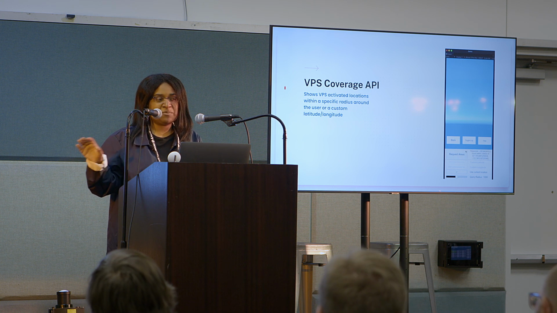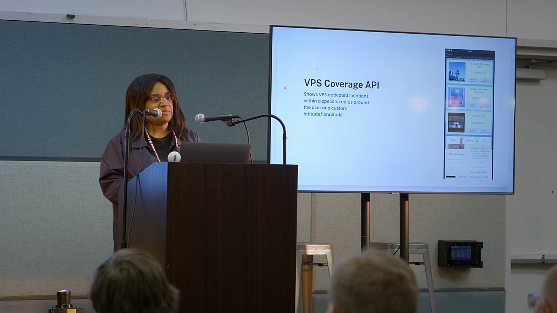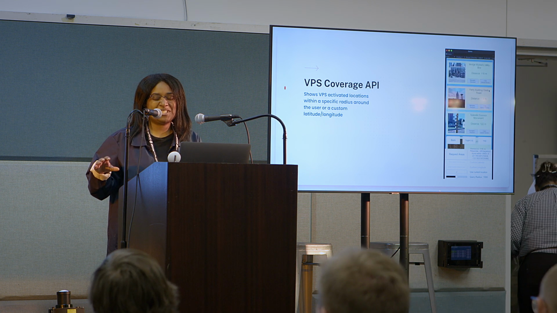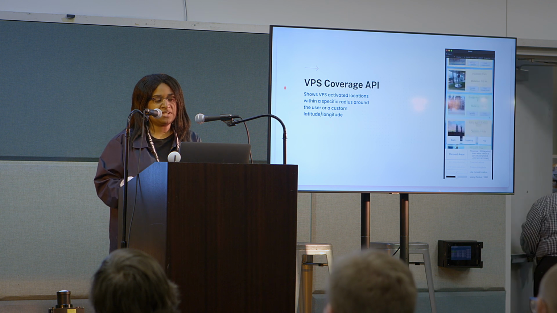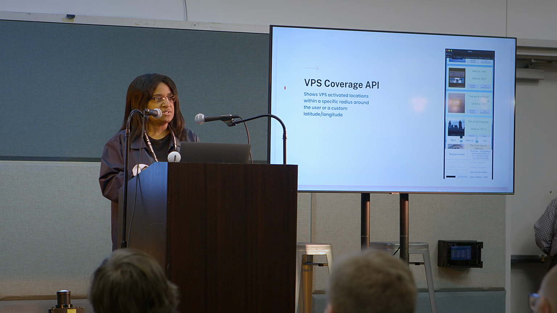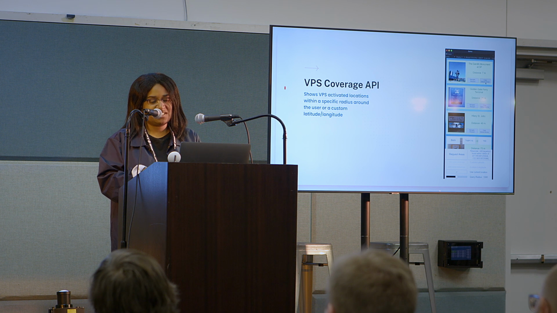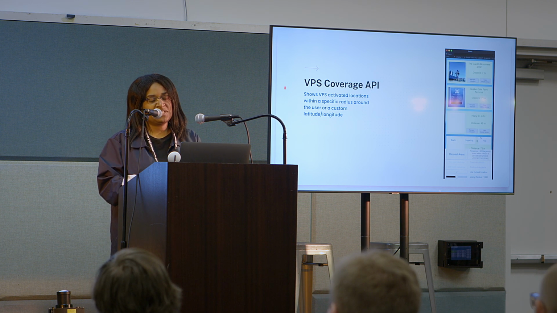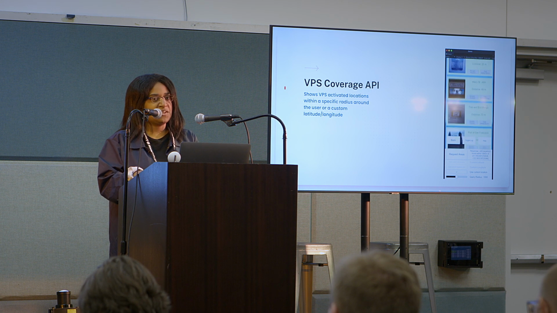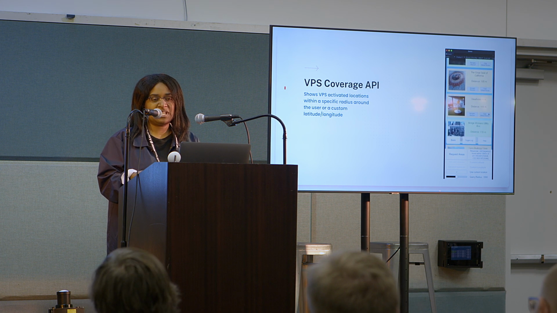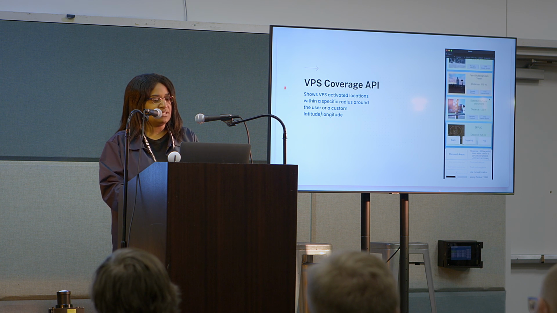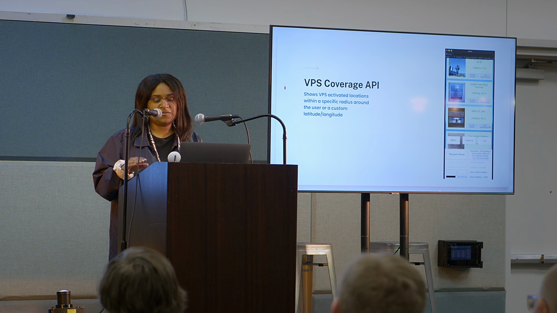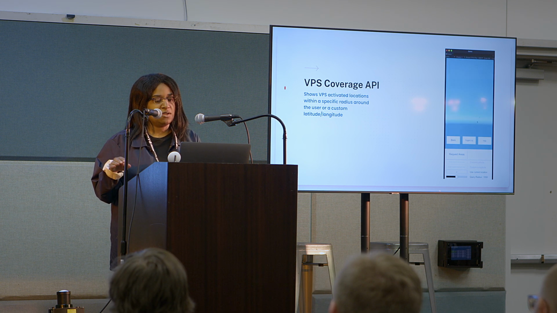Now, this example here isn't AR, but this is something that powers AR experiences. Our VPS coverage API example shows VPS activated locations within a specific radius around the user. To give a really quick spiel on VPS, or visual positioning system, it allows you to create AR experiences at real-world locations with centimeter precise accuracy. So this list that you're seeing here is a number of VPS activated locations around the user.